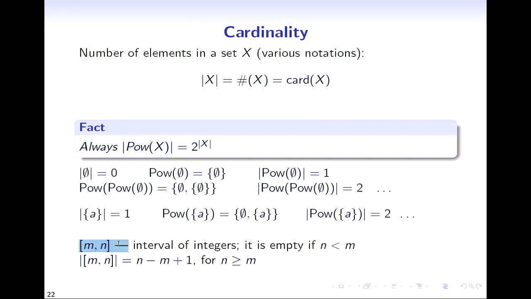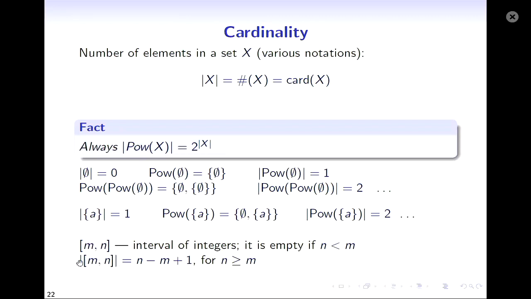This interval between m and n, if m and n are integers, would mean all the integers that are between m and n. For example, between 5 and 15, you would have exactly 11 numbers, including 5 and 15. And by definition, the interval would be empty if the left boundary is actually larger than the right boundary. So if someone writes down the interval from 15 to 10, it actually contains no number.